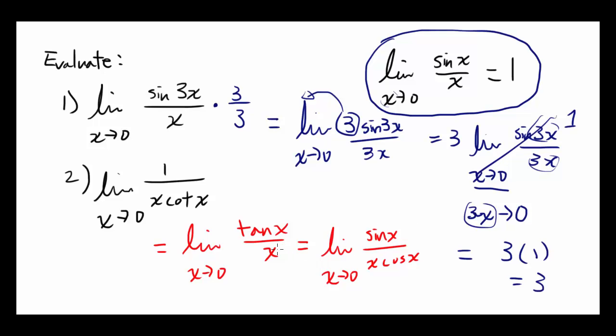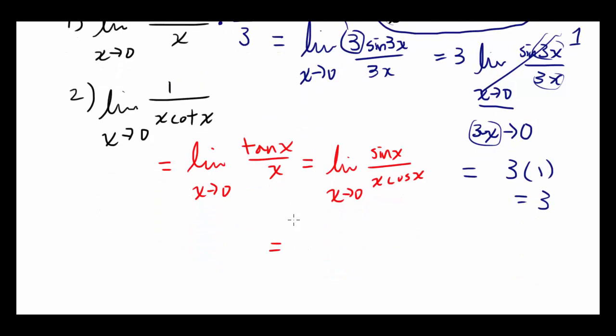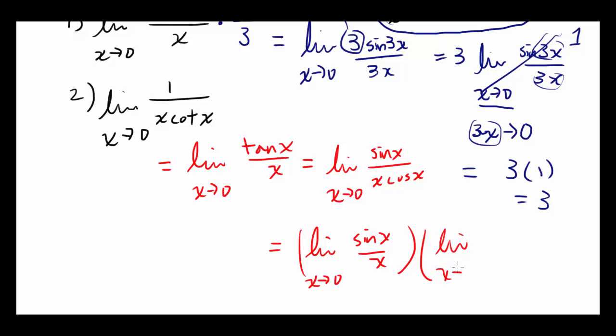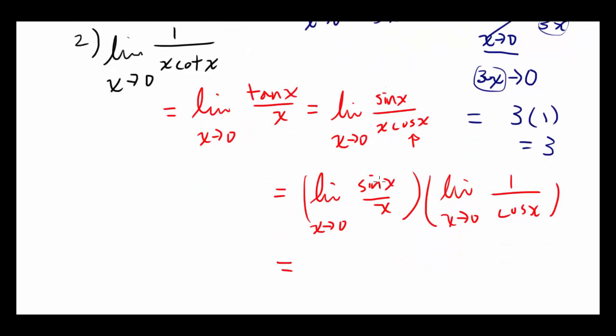So what you're going to do is separate sine of x over x, and you're going to multiply this by the limit as x approaches 0 of 1 over cosine of x. All I did is I separated sine of x over x, and I multiplied it by 1 over cosine of x as it was in the beginning. And now let's try to evaluate this. Well, that's going to be 1.